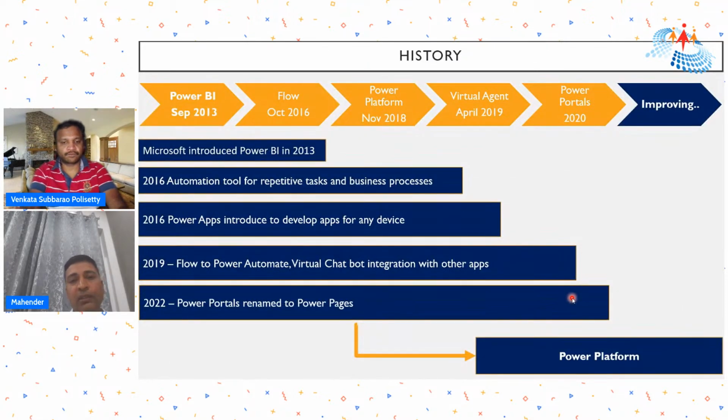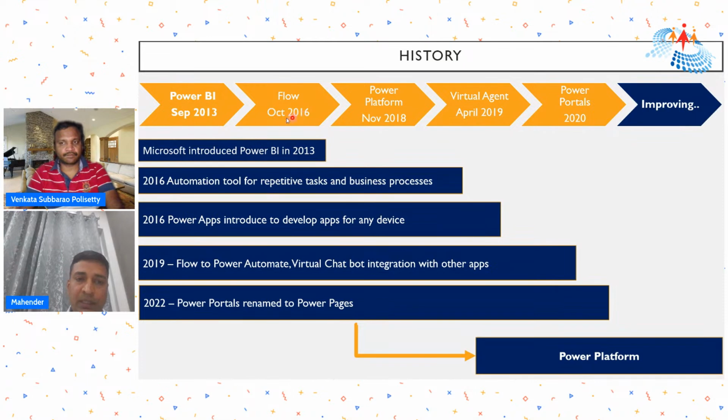Okay, now let's know about the initial history of the Power Platform, and since when it started. Around September 2013, Microsoft introduced Power BI. That was kind of the formation that started the Power Platform. That was the first product released here. Power BI was used for building our interactive reports.